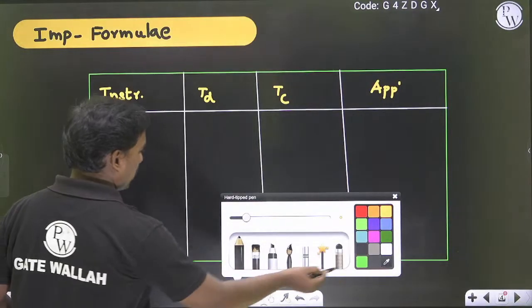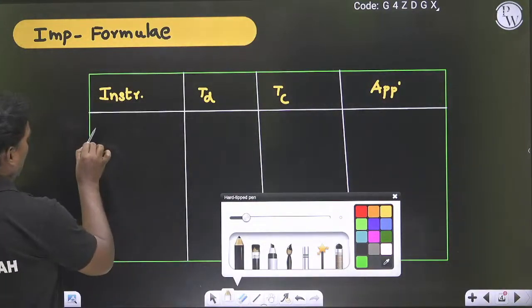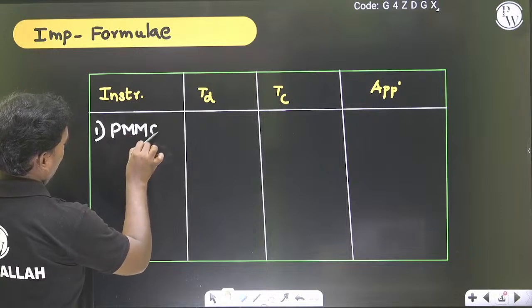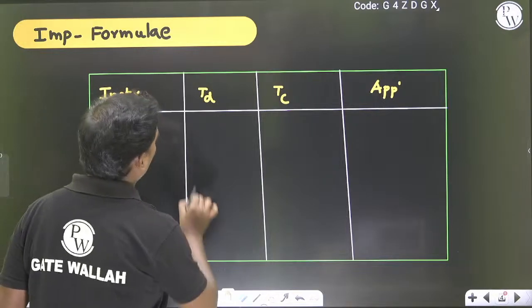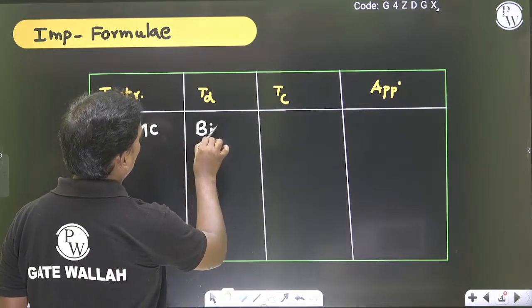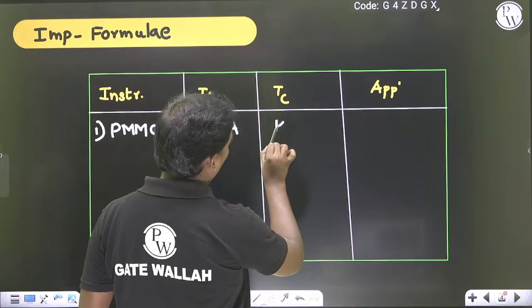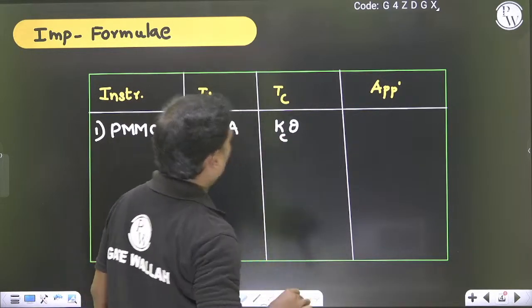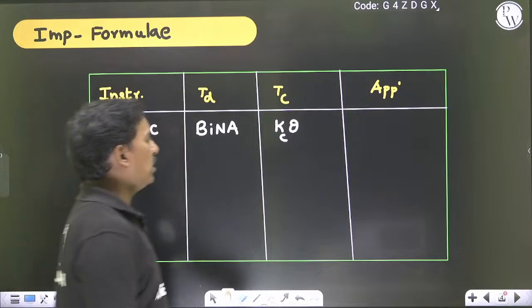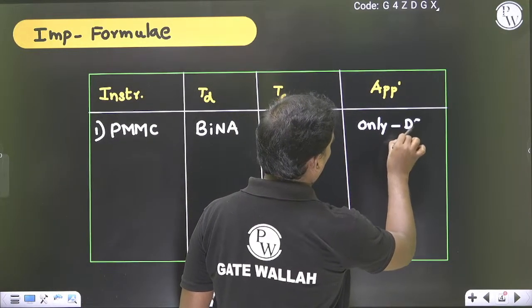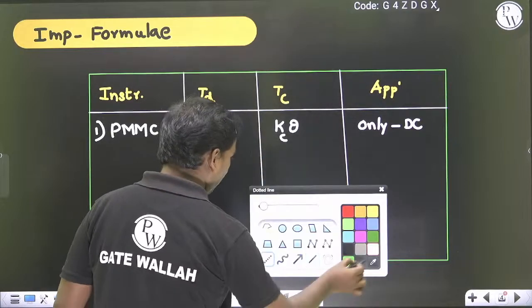There are two torques for every measuring instrument. The first instrument is the PMMC. For PMMC the deflection torque is BINA and the controlling torque is Kc theta. The application is that it is suitable only for DC. Only for DC.